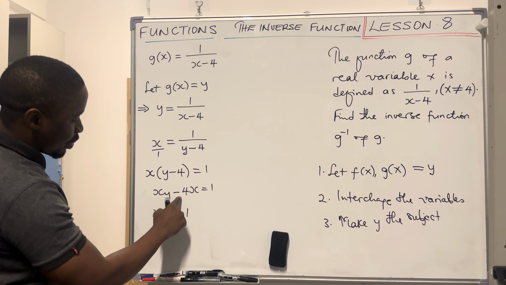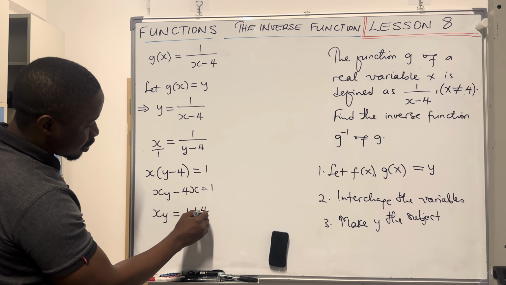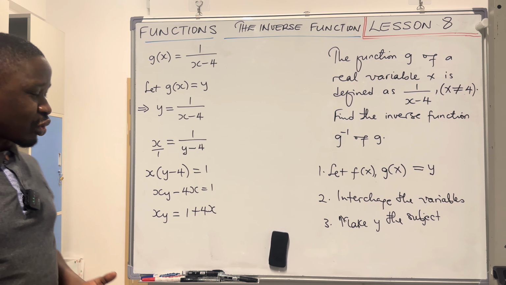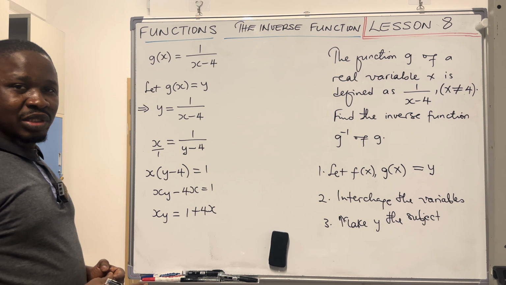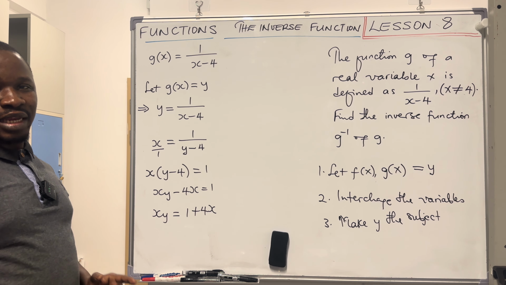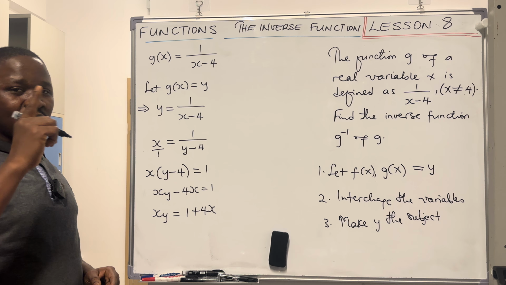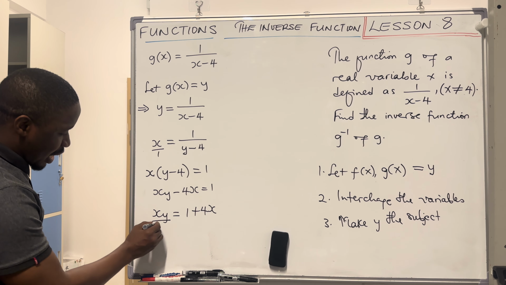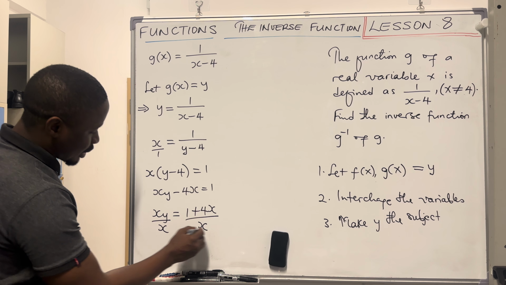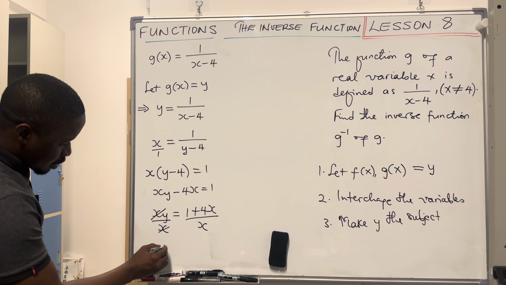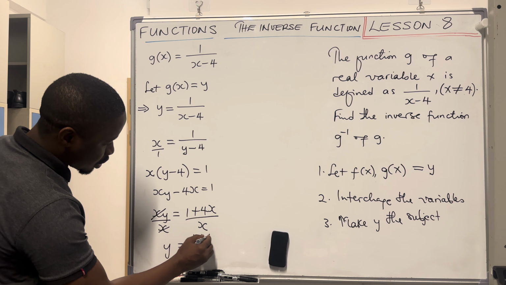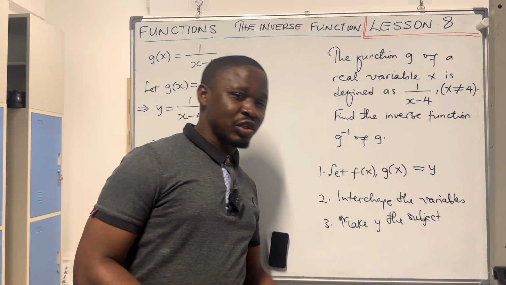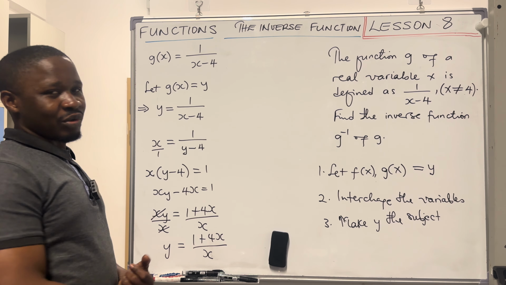We have 1. We move this one, becomes plus 4x. But we want to find y. We want to make y the subject. Making y the subject means y must stand alone on one side without a power more than 1, without a coefficient other than 1. So we divide by x, we divide by x. This goes away with this. So y is equal to 1 plus 4x over x. Are we done making y the subject? Yes. So that's the end of it.